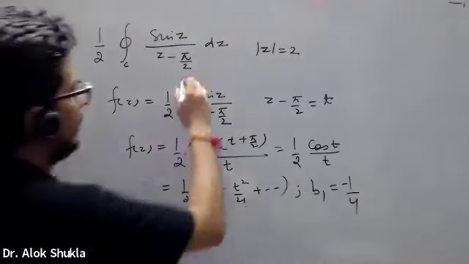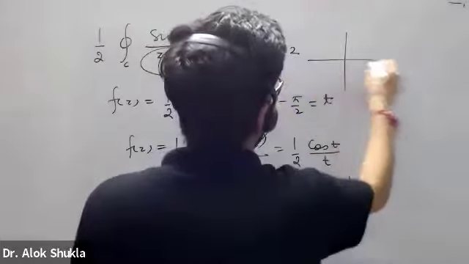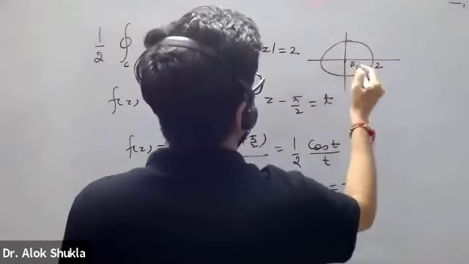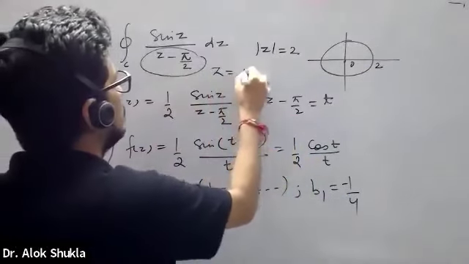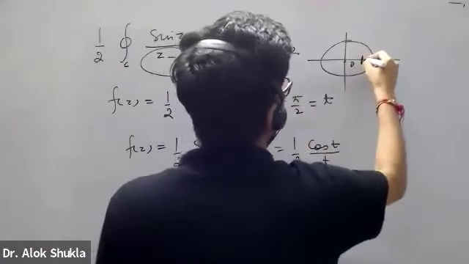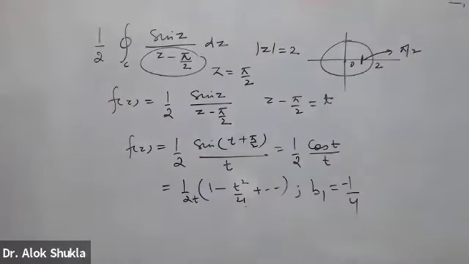And we have to also see that this lies inside the contour. I did not see this earlier, I should have seen it first. So this is the circle, this is 2, this is 0. And this is pi by 2. The pole is at z equal to pi by 2. So pi by 2 lies inside. This is pi by 2. Okay?